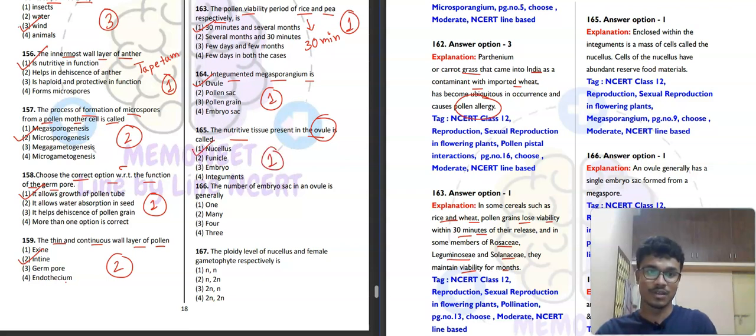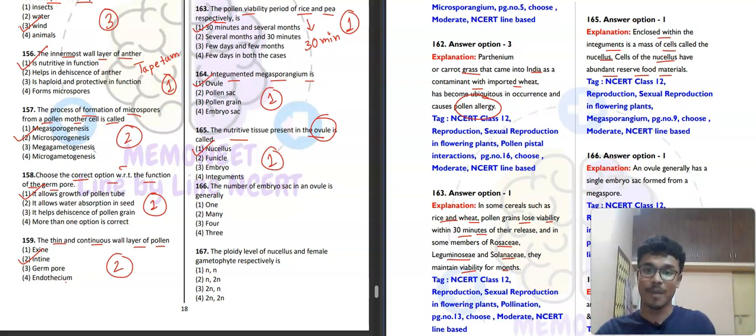You can see that enclosed within the integuments is a mass of cells called the nucellus, and cells of the nucellus have abundant reserve of food materials. If the cells have abundant reserve of food, that means they have nutritive properties. So the first option will be the correct answer for this question. Now moving towards the next question, 166.